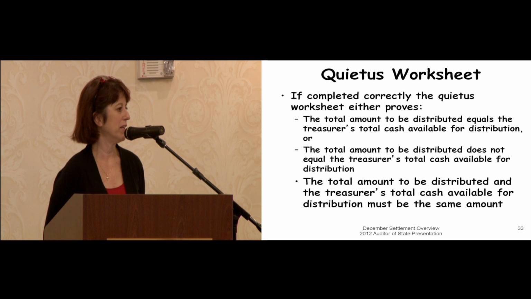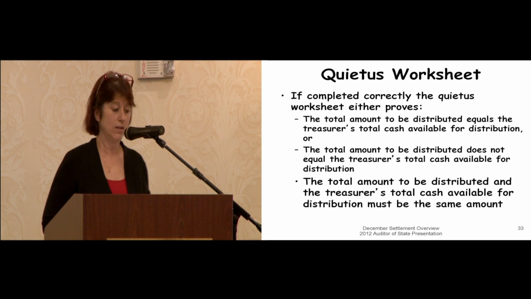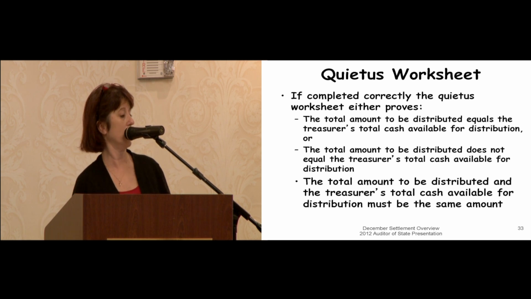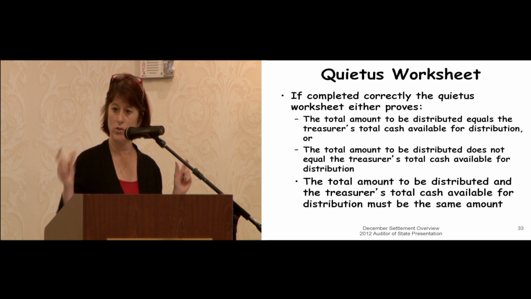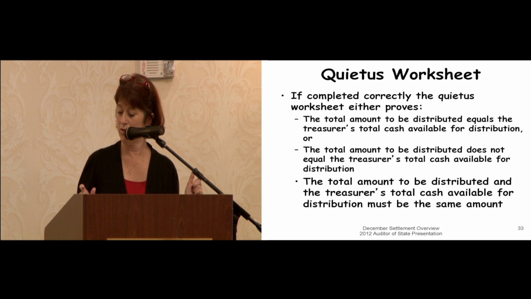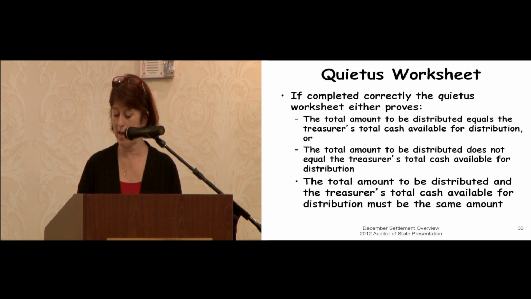If it's completed properly, then you balance with the treasurer, and the treasurer balances with you. And you can move on knowing that you're getting ready for your next settlement, everything's good. The total amount to be distributed and the total on the treasurer's cash available for distribution has to be the same. This form's going to help make that happen.